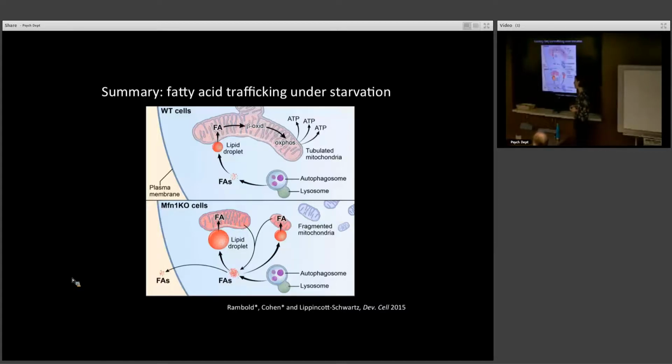Can I ask a question about the physiological importance of this? Like, what cells actually in the body have these droplets? Is it only the hepatocytes? No, almost all cells, almost all. And then what would starvation really be mimicking in this case, on a physiological level?